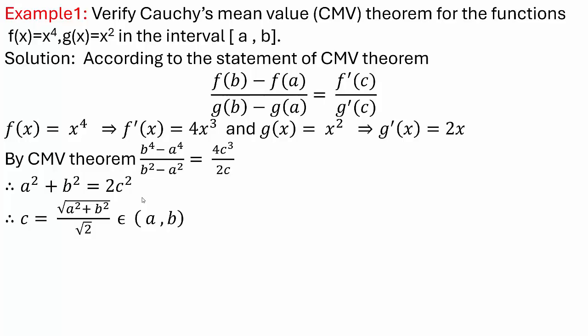This value belongs to the open interval ab. Thus, Cauchy's mean value theorem is verified. We get that there exists a point c in ab which satisfies this condition, f of b minus f of a divided by g of b minus g of a equal to f dash c divided by g dash c. And hence Cauchy's mean value theorem is verified.